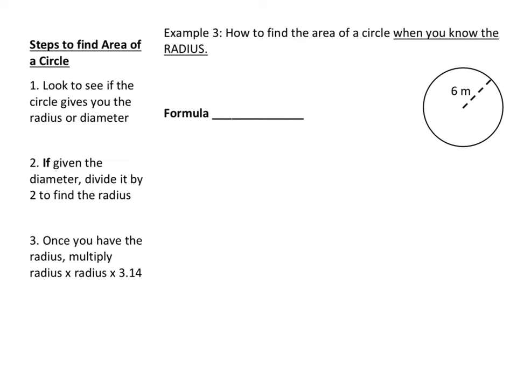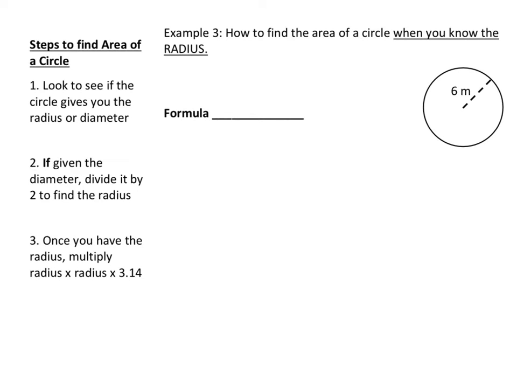So let's look at our steps. Step 1 says look to see if the circle gives you the radius or the diameter. So we know it's the radius, so we can keep reading on. Number 2 says if given the diameter. Since we're not given the diameter here, we don't need to keep reading.